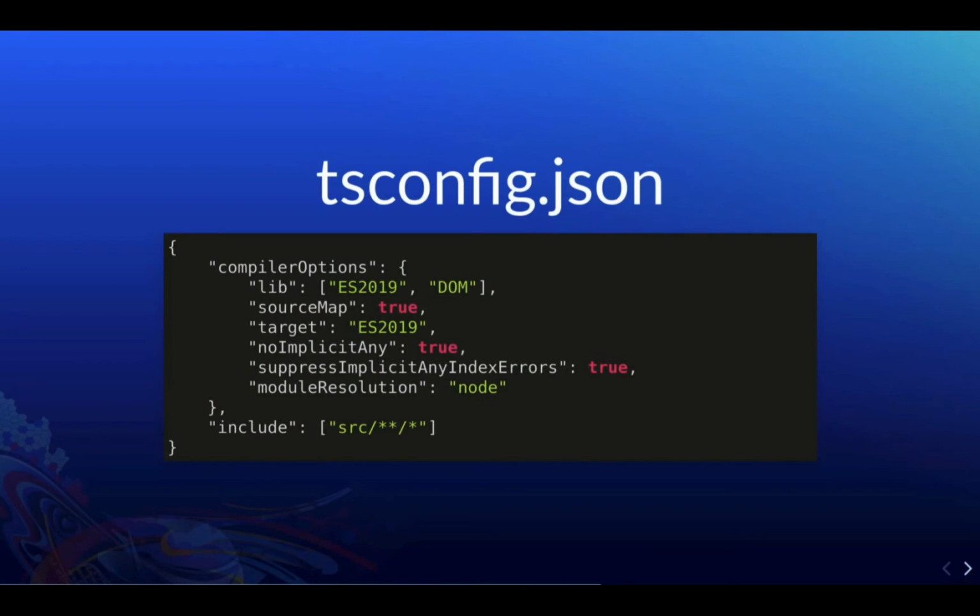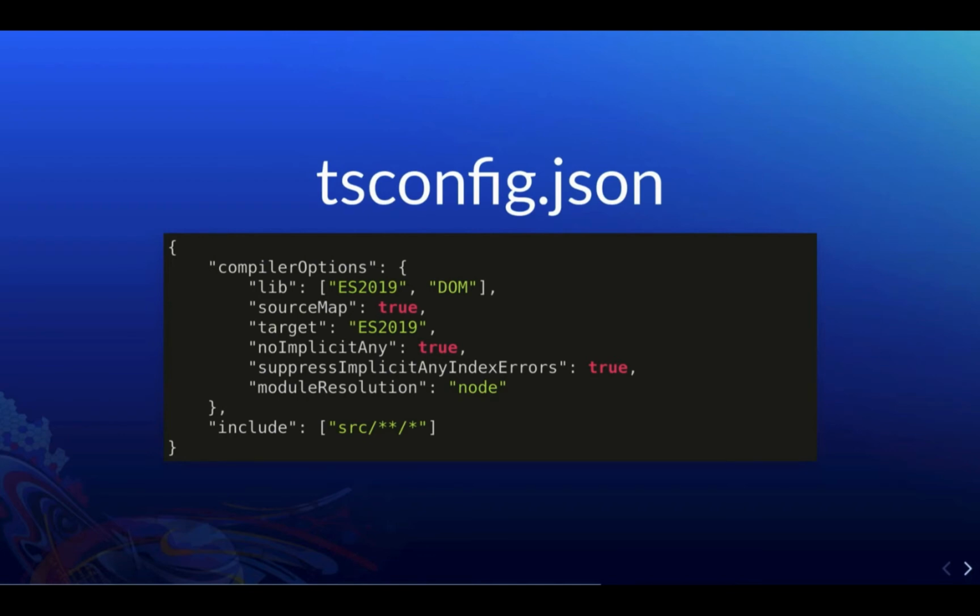So with the tsconfig.json, you want the lib option to have ES2019 and DOM. And this is because you might want to use something like a document get element by ID and so forth. You need to have that in there. We'll turn source maps on here by setting it to true. You can always turn them off in production if you want. The target will be ES2019.